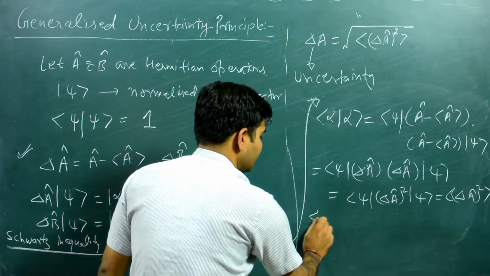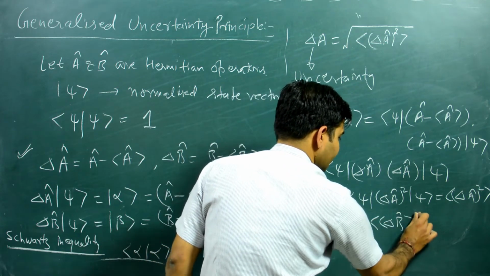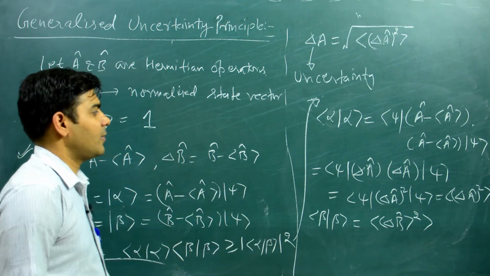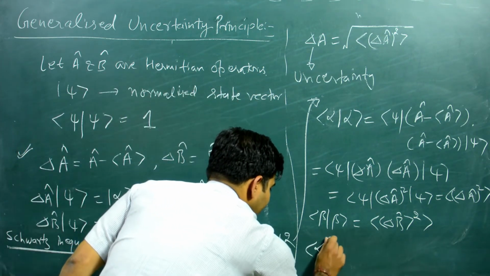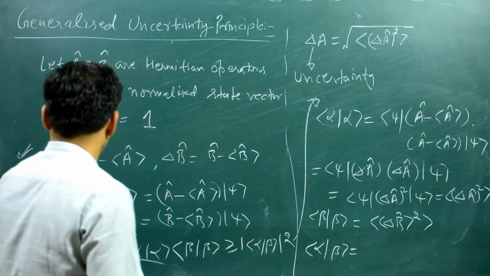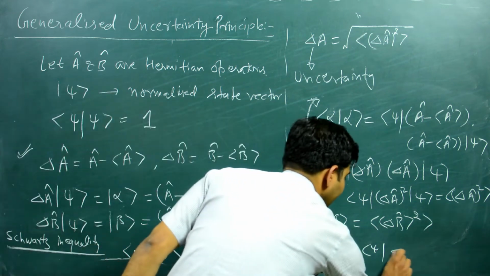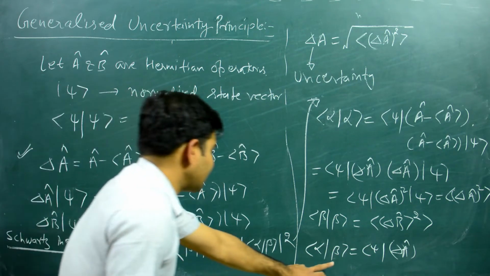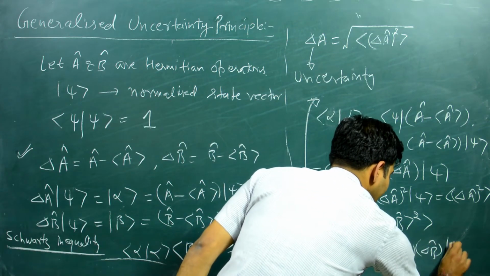Similarly, we can write this down for beta, which will turn out to be exactly the same. Okay, now we have to find this guy, the inner product of alpha with beta. Fine, so let's do that. The inner product of alpha with beta will be equal to, so bra alpha will be bra psi delta A dagger, which is equal to delta A hat, times similarly ket beta. Ket beta is delta B hat ket psi. So delta B hat ket psi.